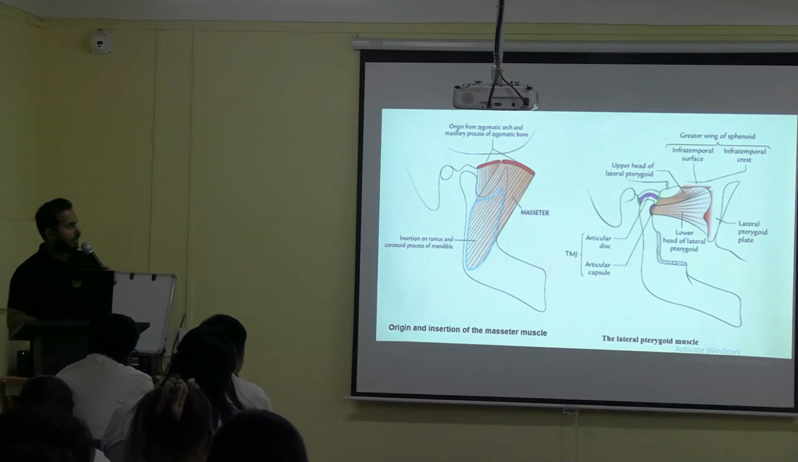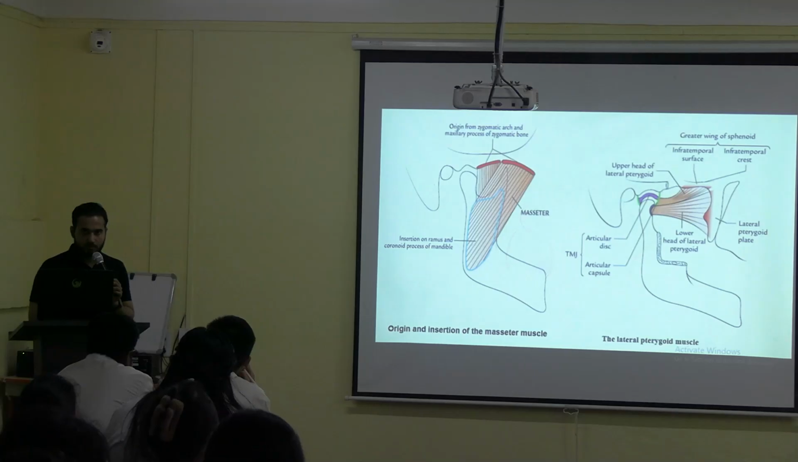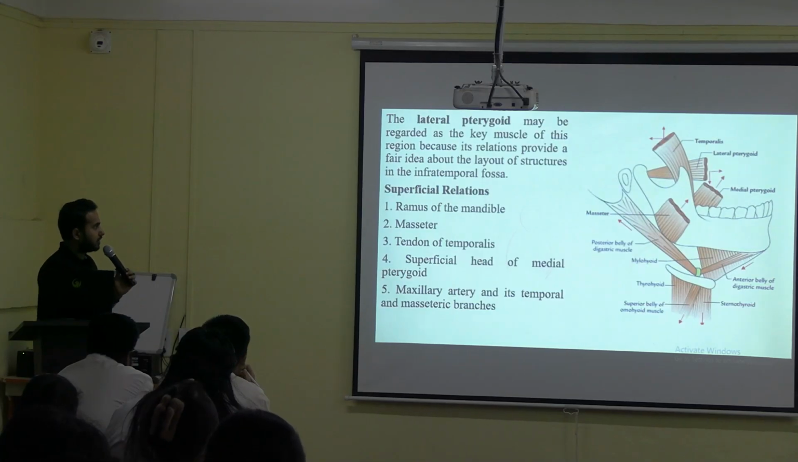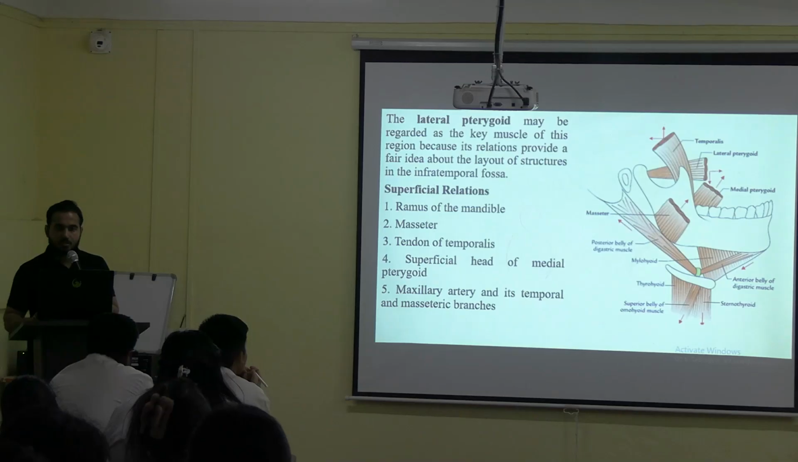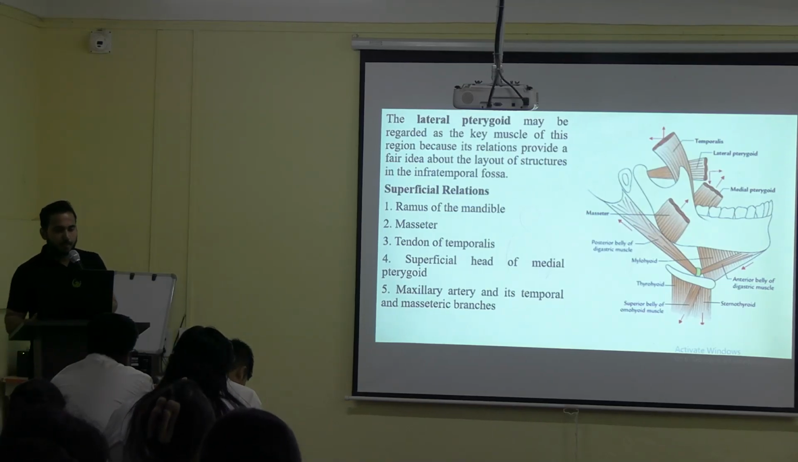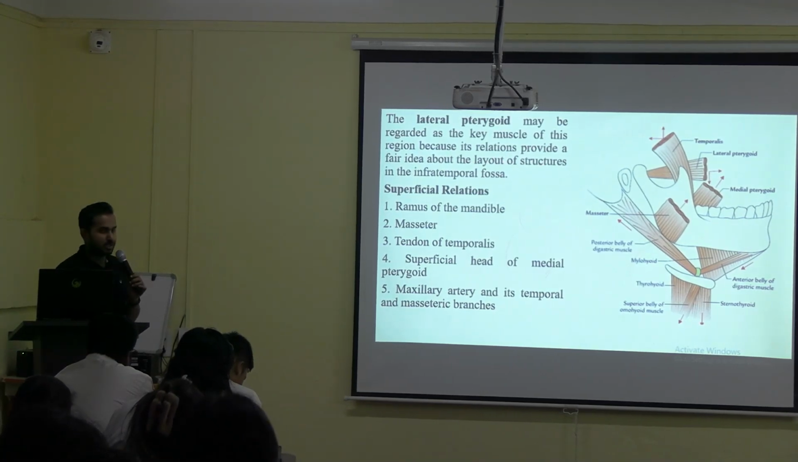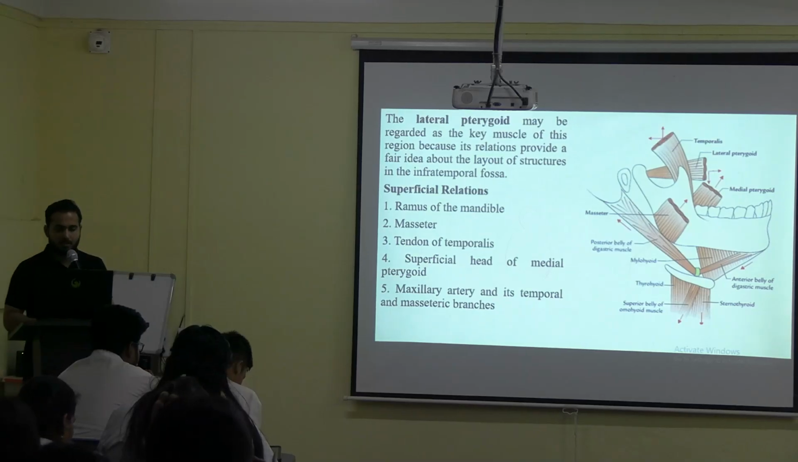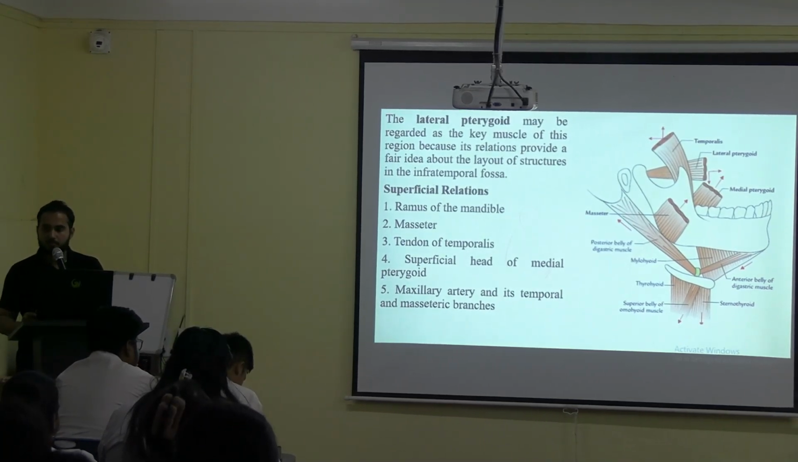Okay, now we'll see further details about the lateral pterygoid muscle. Now lateral pterygoid muscle, as I have mentioned, it is referred as the key muscle of this particular region. Okay, why? Because relations of this provide a fair idea about the layout of the structures which are present in that particular area. Okay, area in the sense in the infratemporal fossa.